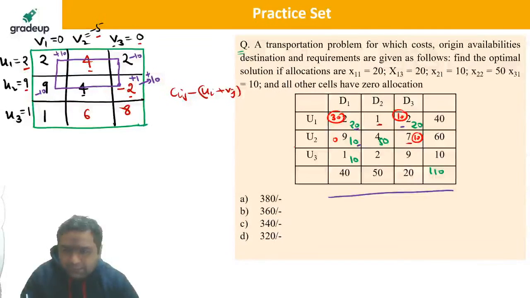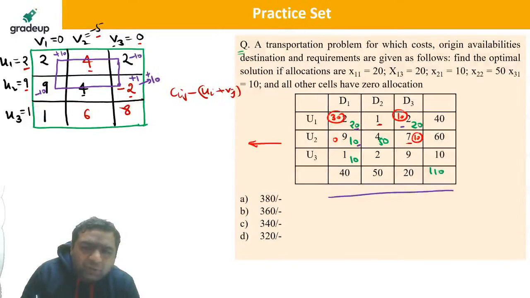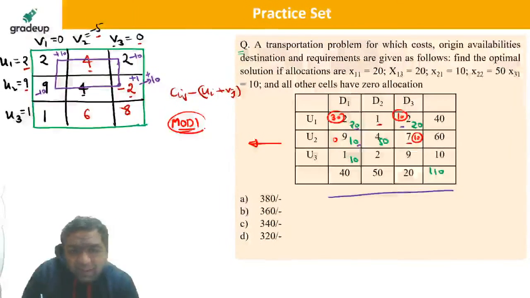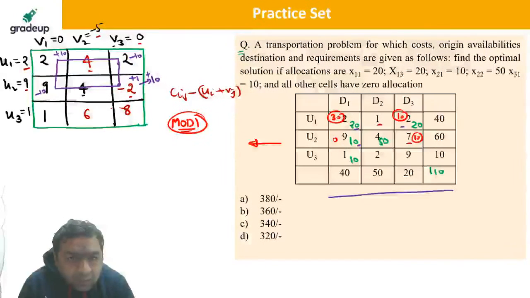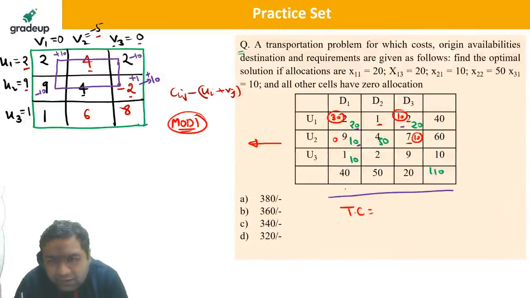Okay, yes. So everything is balanced as already. If you want to find out, they are saying find the optimal solution if all allocations are like this. You will again be going for the Modi method. This is known as the Modi method. Once again we will be applying the Modi method, and first of all you need to find out the total cost now, what it is coming.